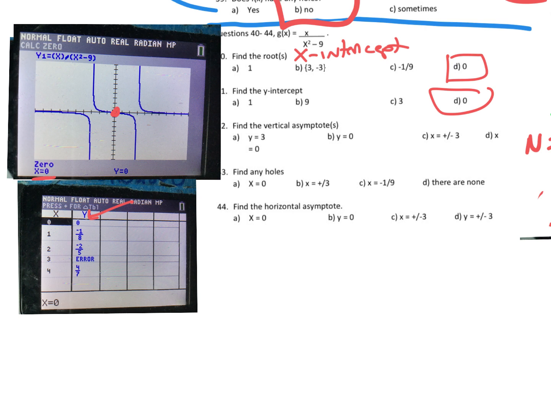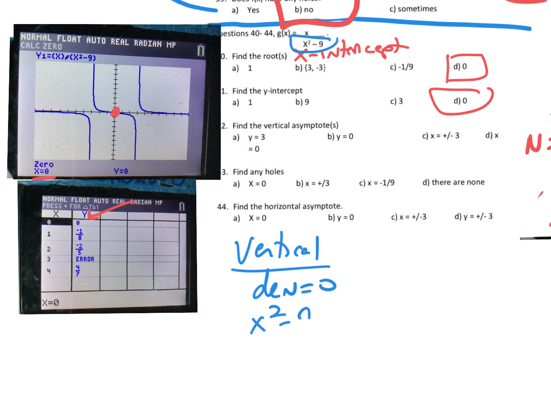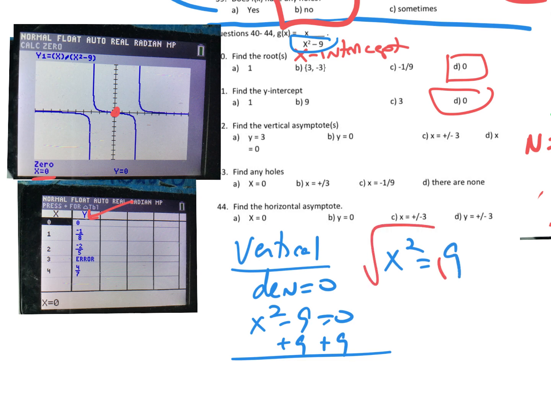Okay, the way we find the vertical asymptotes for problem 42, recall to find vertical asymptotes, we set our denominator equal to 0 and we solve. So x squared minus 9, we're going to set that equal to 0. I'm going to move the 9 to the opposite side. So I'm going to get x squared is equal to 9, and then I'm going to take the square root of both sides. And just recall that the square root of 9 is both positive and negative 3. So our vertical asymptotes are both x equals 3 and x equals negative 3.